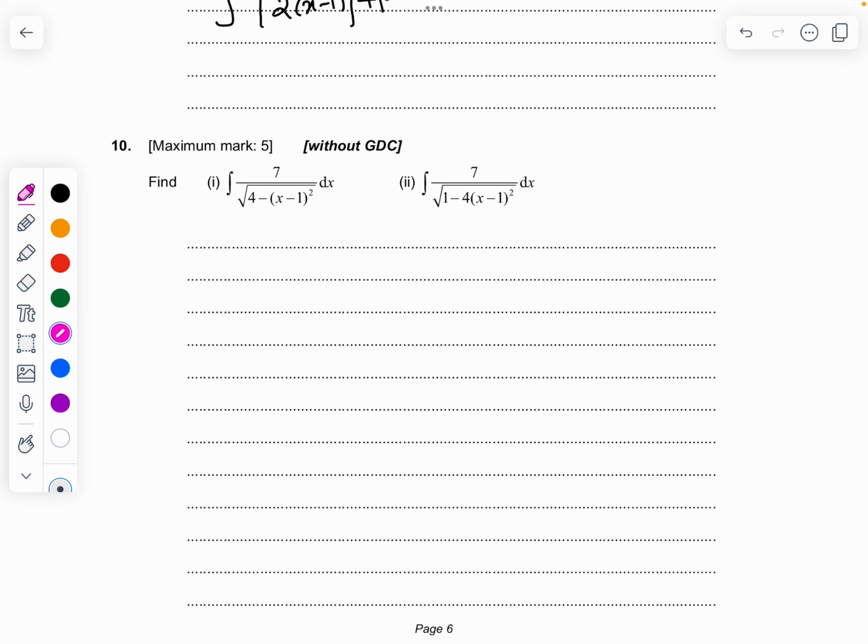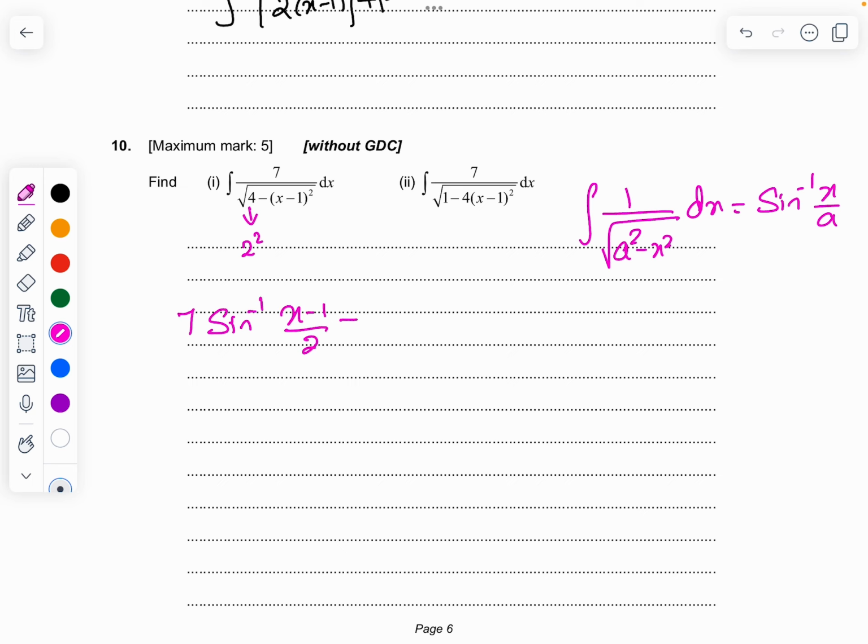Now for this one, the formula will be integral of 1 upon square root of a square minus x square is sine inverse of x upon a. So 4 is 2 square. So it will become 7 upon 7 sine inverse of x minus 1 upon 2 plus c. That is the first one.